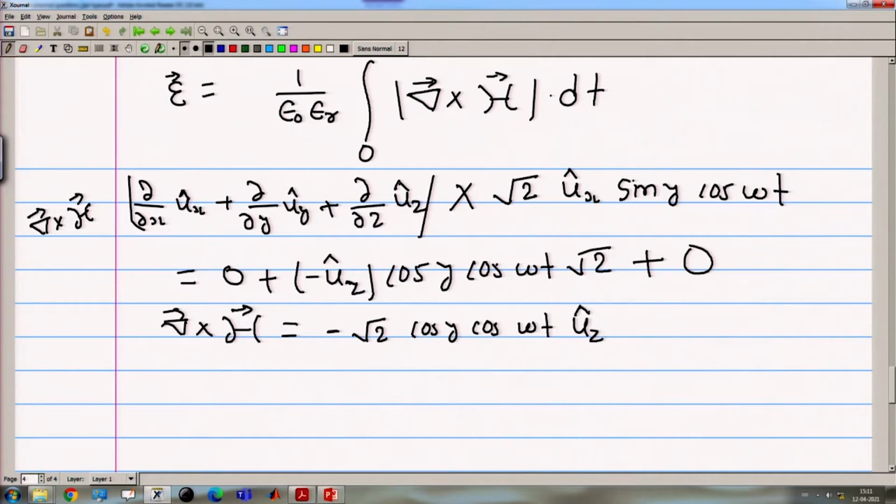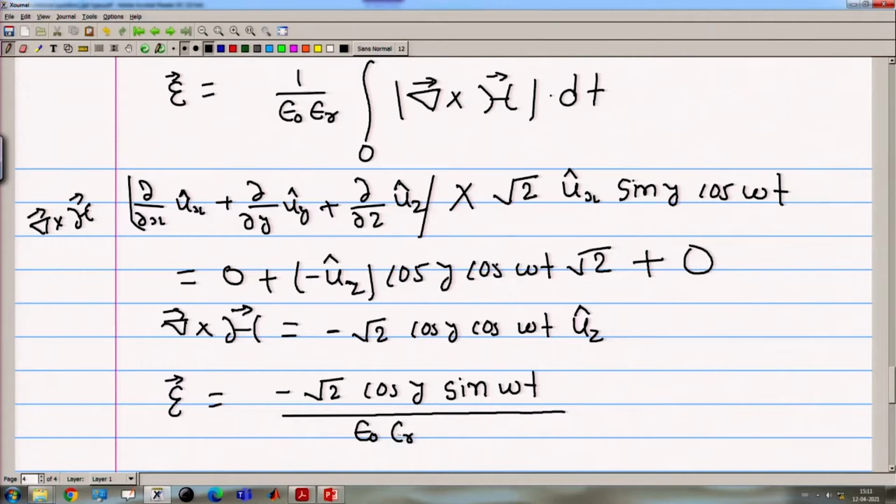Now we can substitute this in the electric field expression, and this is the integration with dt. So, cos omega t will become sin omega t divided by omega. So, E will be minus root 2 cos(πy) sin omega t divided by epsilon naught epsilon r omega, because integration of cos omega t is sin omega t by omega, and the field will be in the z direction.